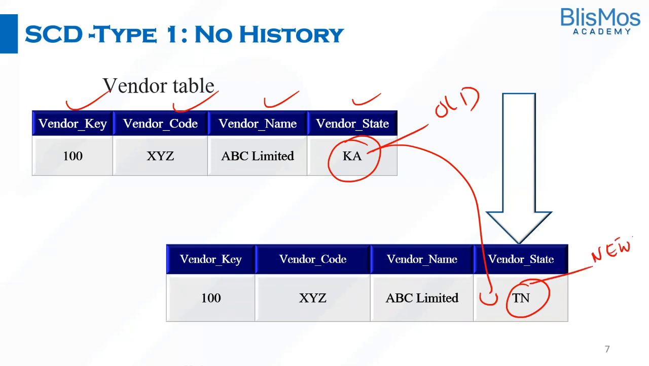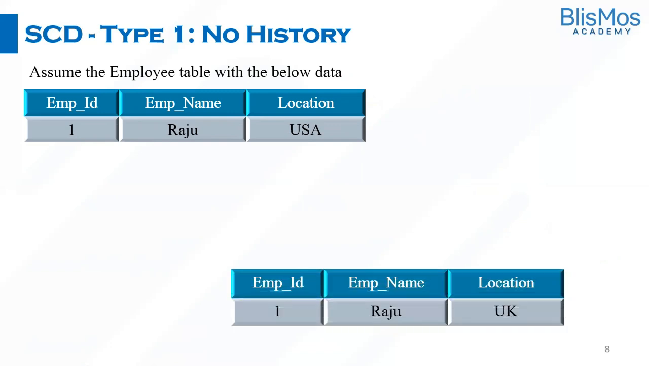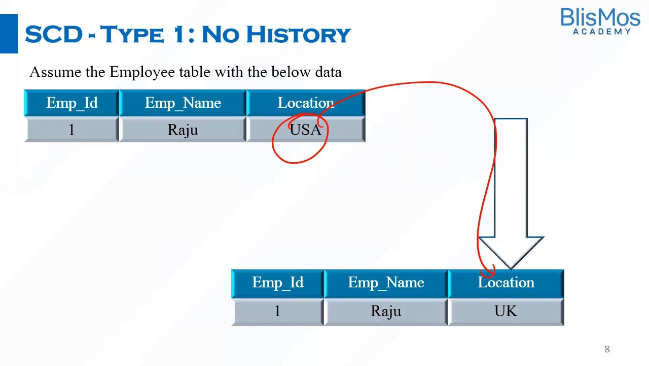Let us take another example here. Assuming that our employee Raju has joined in a US location. He really didn't like the US, so he shifted to UK. How are we tackling this change? By replacing USA with the UK, that is United Kingdom. That is how we are tackling the changes. But while we're tackling the changes, we are not maintaining the history.